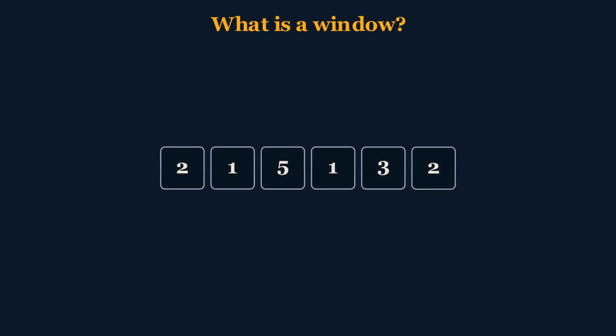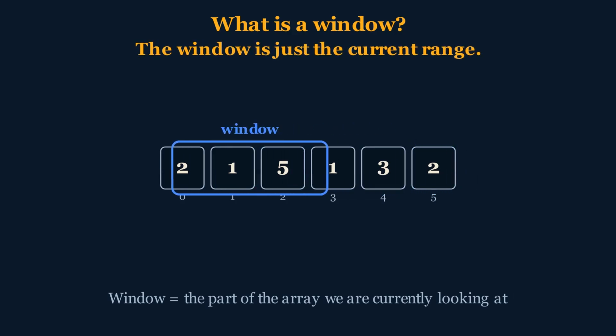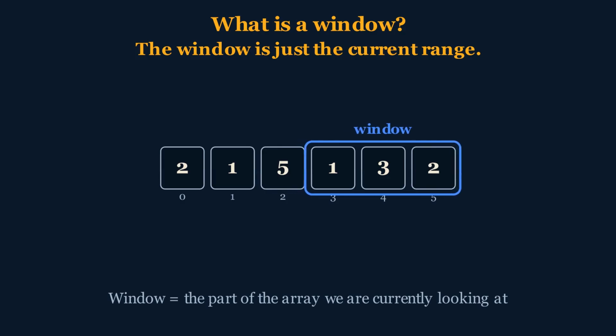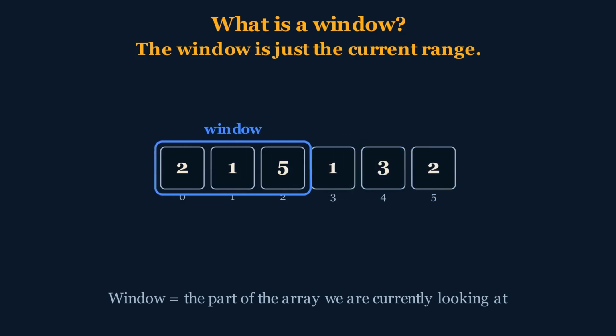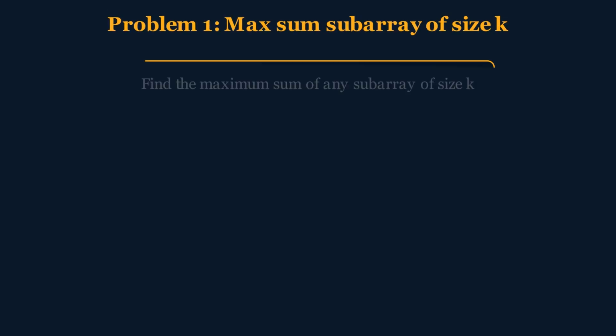First, what even is a window? A window is just the part of the array we are currently looking at. Here is our array. This blue box around 3 numbers, that's the window. In sliding window, this box moves across the array, one step at a time, while we update our answer. That's it. The window is just the current range.